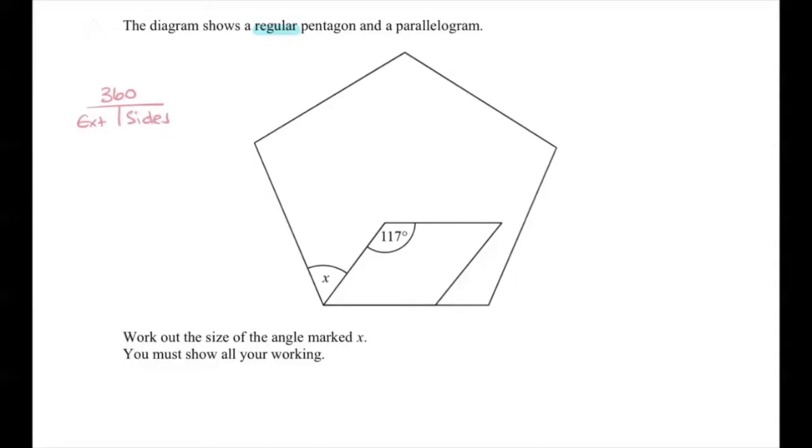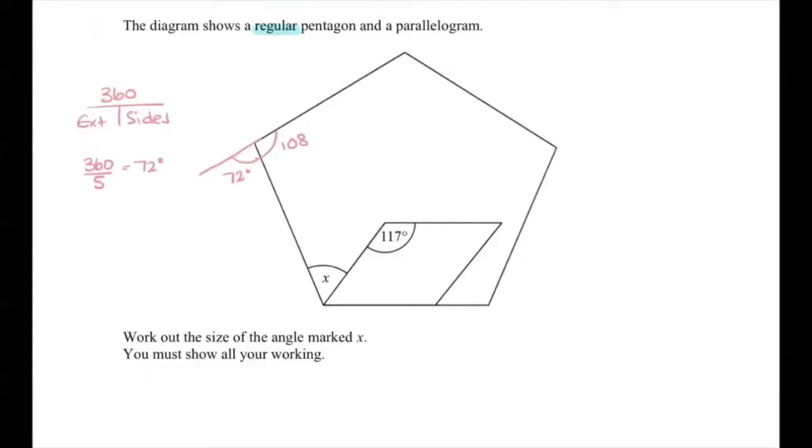So I've been told it's a regular pentagon. Pentagon is a 5-sided shape. So I'm going to do 360 divided by 5, which is going to give me 72 for the exterior. So let's mark that on. When we see it on the diagram like that, it's really easy to see the interior is going to be 108. Now, it's regular. That means all the angles inside the pentagon are 108.